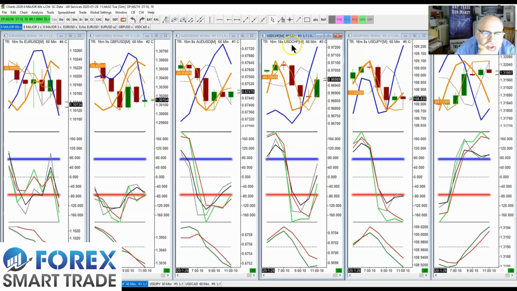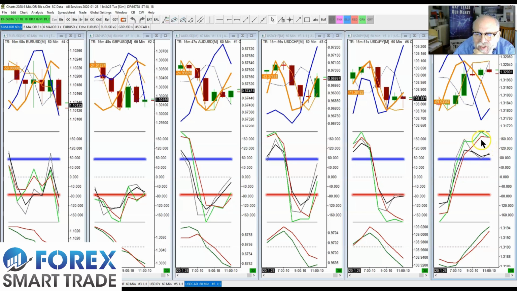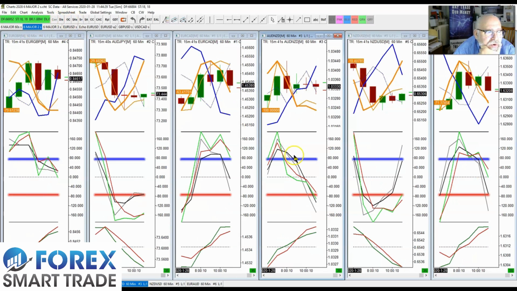And I would need to look at the longitudinal chart to determine if I wanted to take the trade. But let's see if we see any other signals. USD JPY, they're below but pointing down. USD CAD, they're above, but only the miners have just barely crossed, so we don't quite have anything there. Let's go to the next group.